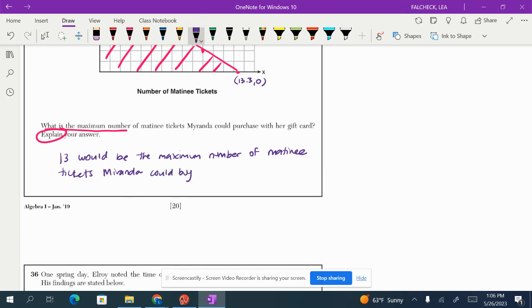Okay, so I've stated my answer, and then now let me explain. I'm going to say because 13 is the largest integer x value in the solution set.